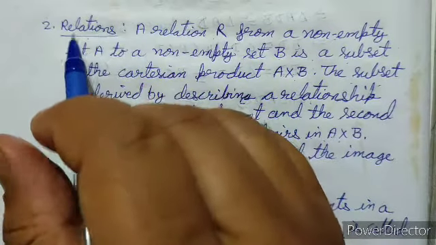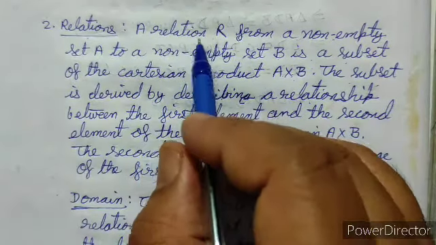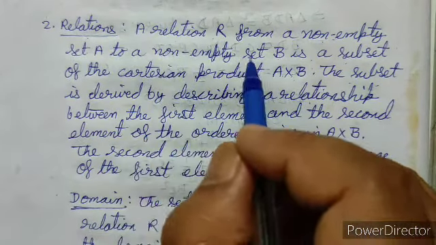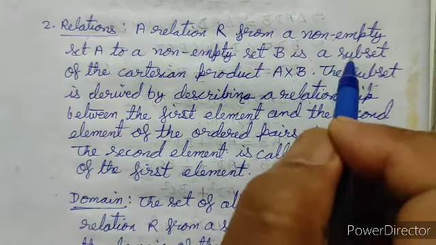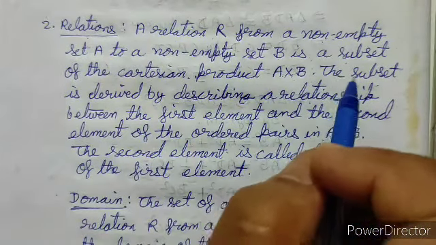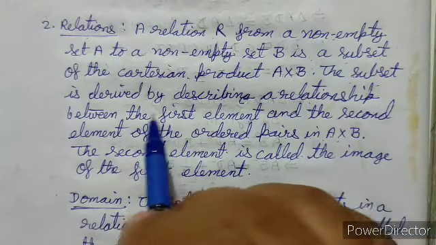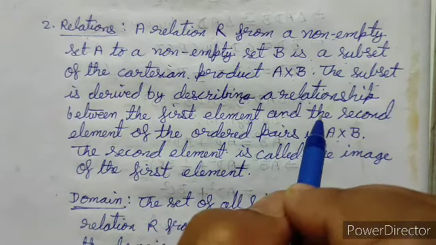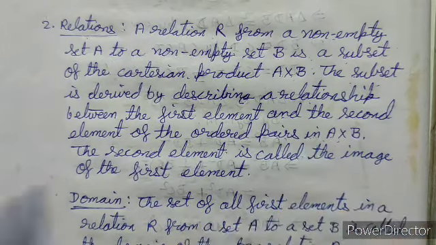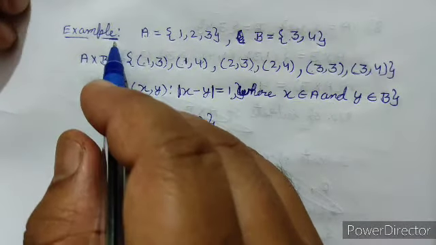Now the second topic of the chapter is relation. Now what is a relation? A relation from a non-empty set A to a non-empty set B is a subset of the Cartesian product A cross B. The subset is derived by describing a relationship between the first element and the second element of the ordered pairs in A cross B. Now let us understand this with the help of an example.